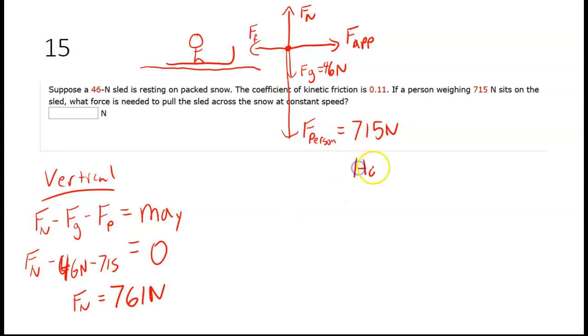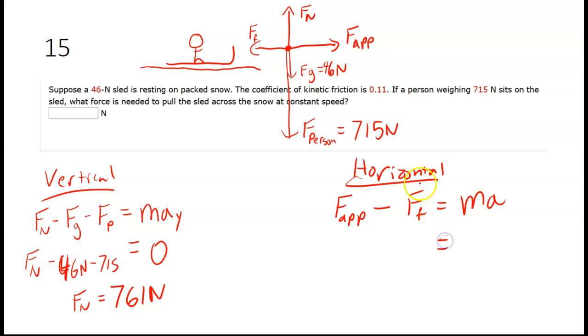In the horizontal, just off of the free body diagram alone, I'd see that the applied force minus the force of friction is equal to mass times acceleration. Since it does say at a constant speed, I'll also be able to say that my acceleration is 0. We are trying to find the applied force. At this point, we would recognize that the applied force just has to be equal to the force of friction.